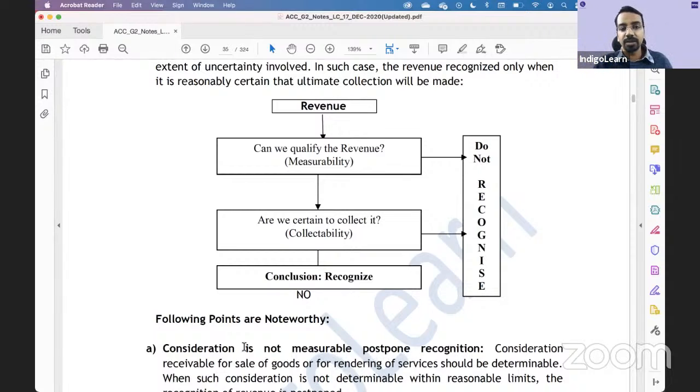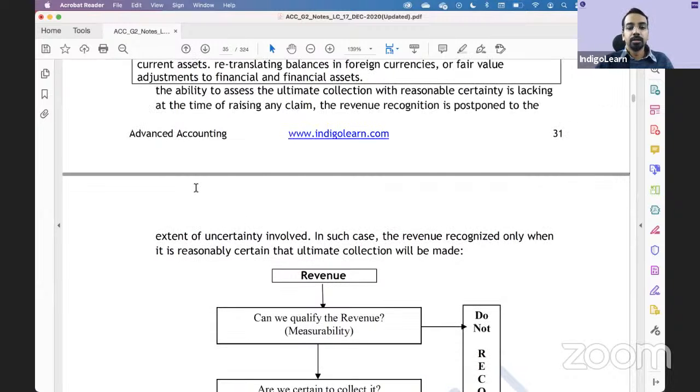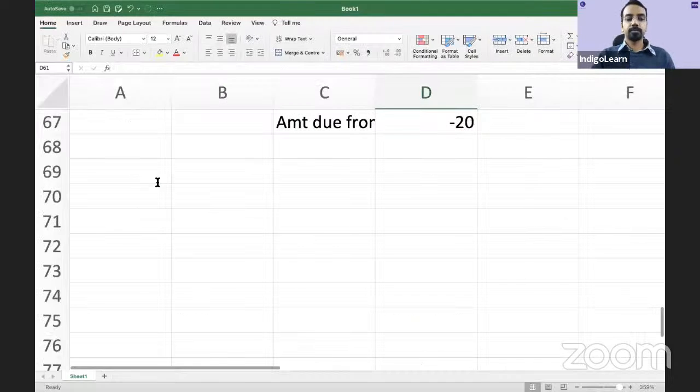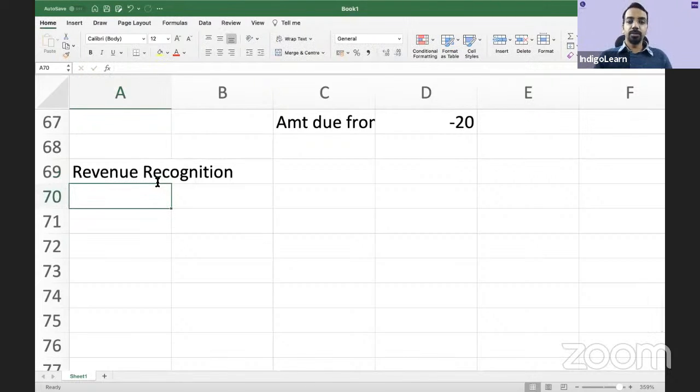When it is from sale of services or provision of services, you will see whether the services have been completed. Based on that, you will recognize revenue. It can be on the basis of percentage completion method, or it can be on the basis of full service completion method. Either of those two things can be done, right? So, when we say revenue recognition, we mean you are accounting for that revenue in the books, right?